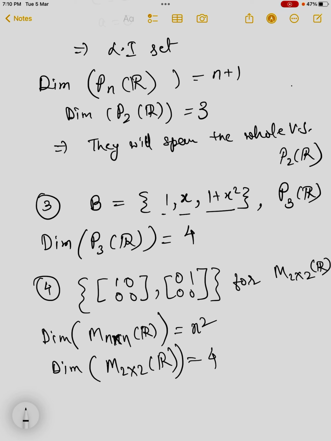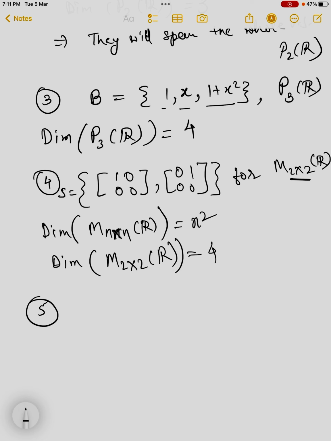So this given set, if we call it S, will not form a basis for M2x2(R), because we must have the same number of elements in the set as the dimension of the vector space. So now you must be able to check whether a given set of vectors, polynomials or matrices forms a basis or not.